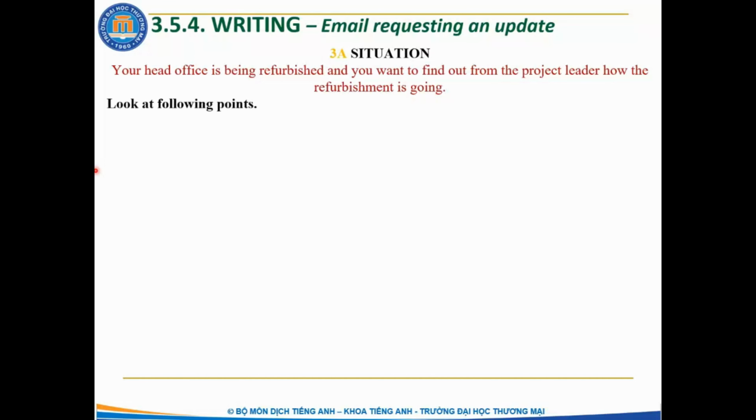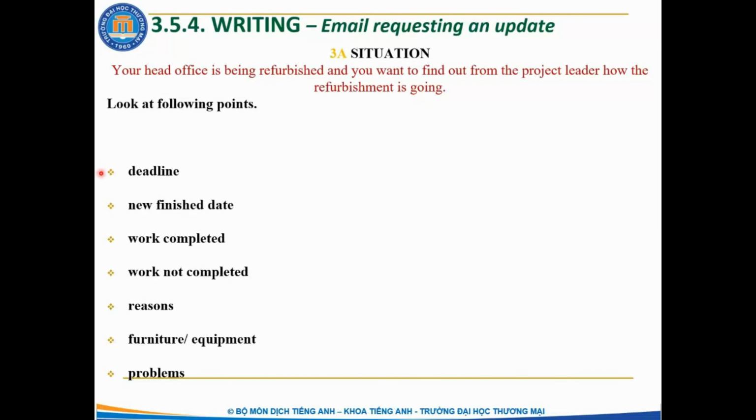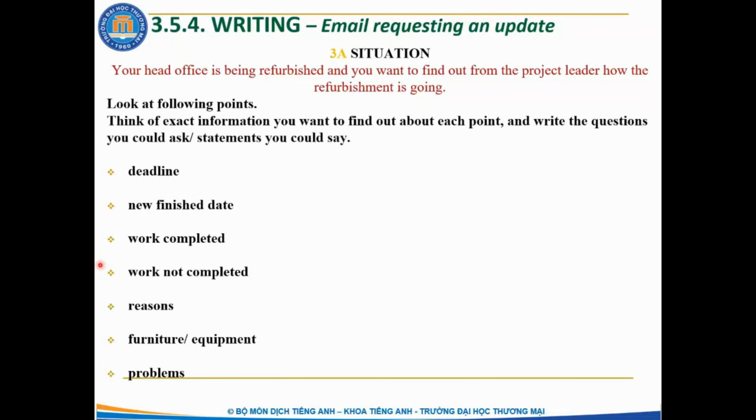And let's look at the following points. Deadline, new finish date, work completed, work not completed, reasons, furniture, equipment, and problems. So what you have to do is to think of exact information you want to find out about each point and write the questions you could ask or the statement you could say. You might want to refer back to exercise 2 for the functional language, asking for information.